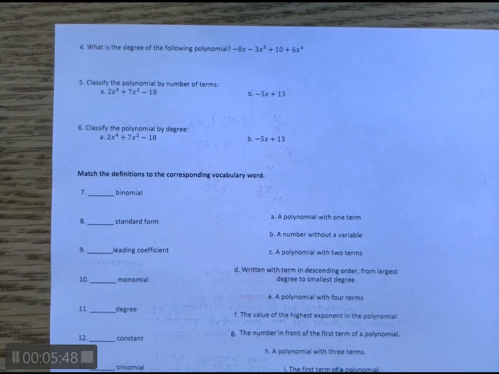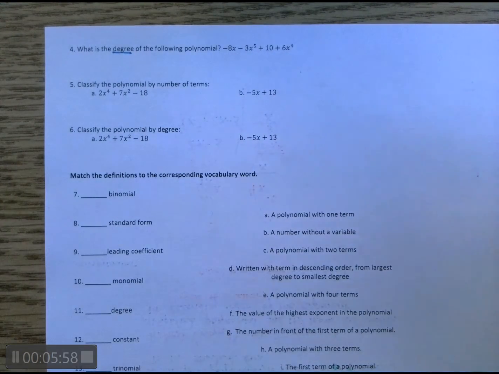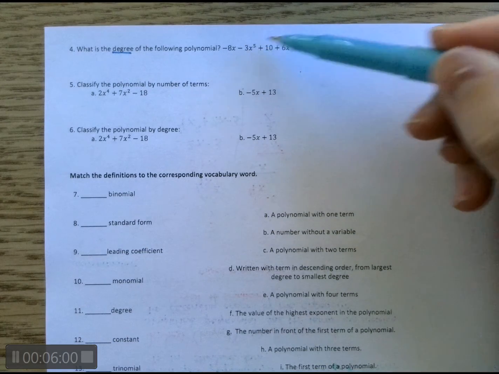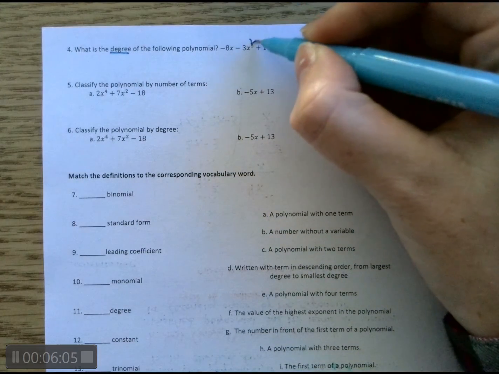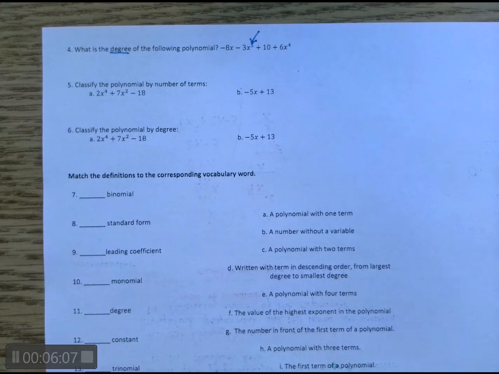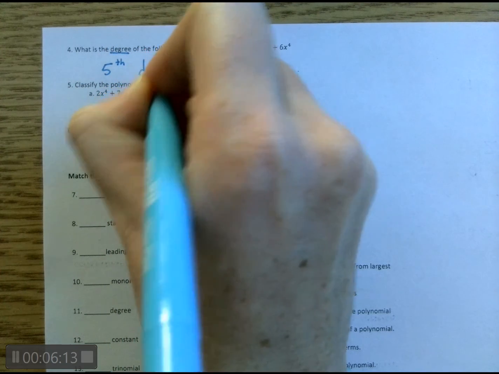So what's the degree of our polynomial? So remember that degree means largest exponent. Okay, so what is your largest tiny number here? It's going to be this 5. And do we have a name for 5? No, so we're just going to call it 5th degree.